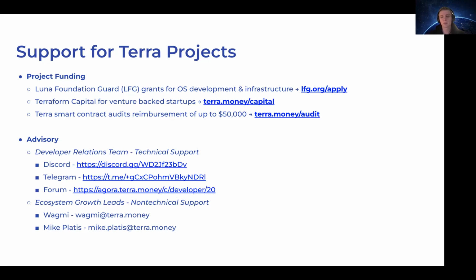And we have a developer relations team. So the DevRels team helps with technical issues, development questions, and they match you up with people that know how to solve your particular problem or can help you. And we also help as well. So there's some links over there. And we have ecosystem growth leads, and these people help out with grants. They help out with the venture funding, and they help you get your project started on the more business development side.